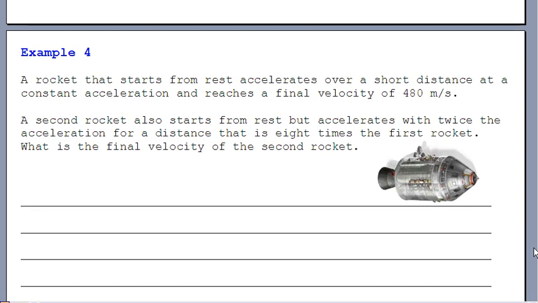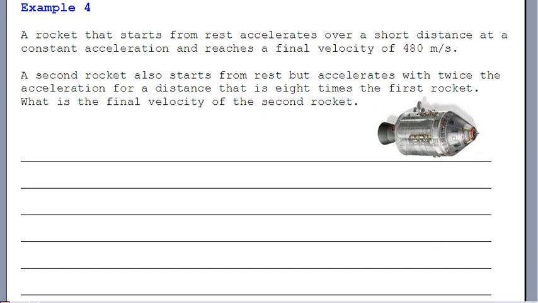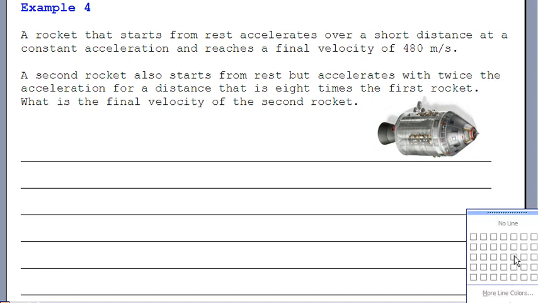A rocket starts from rest, accelerates over a short distance at a constant acceleration, and reaches a final velocity of 480 meters per second. Okay, great. A second rocket also starts from rest, but accelerates with twice the acceleration for a distance that is 8 times the first rocket's. Oh, we've got a few changes going on there. We have to figure out the final velocity of that second rocket. We don't even know anything about the distance the first one went, or the acceleration value. That's okay. We know some information about the changes.